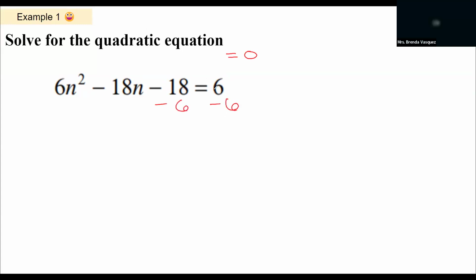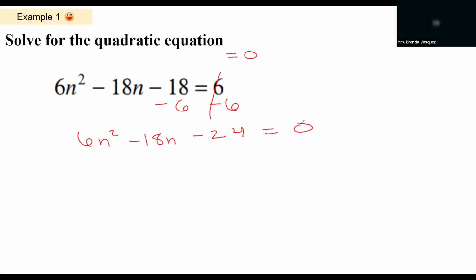Make sure that you subtract it to the appropriate like term. The like term happens to be another constant. So -18 and -6 have to combine together. So we have 6n squared minus 18n, -18 minus 6, -24 equals 0.